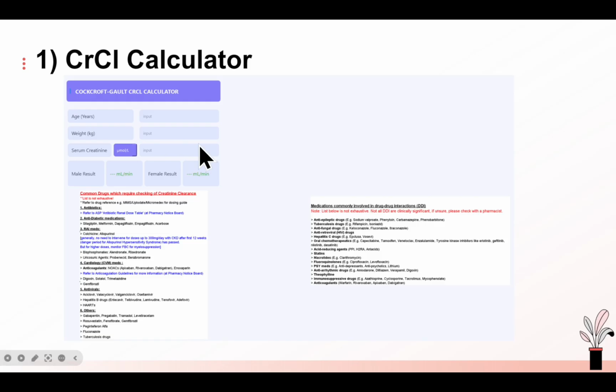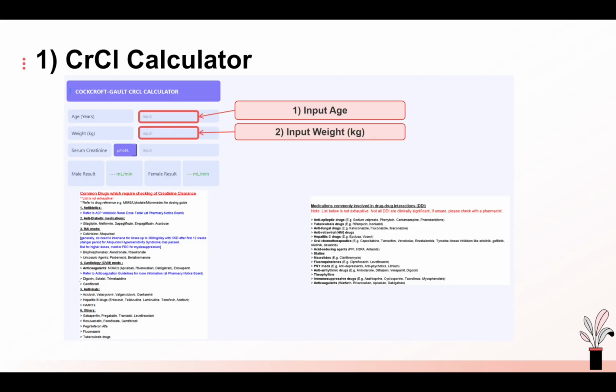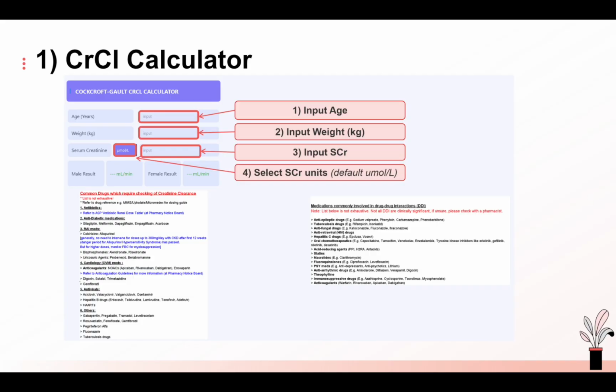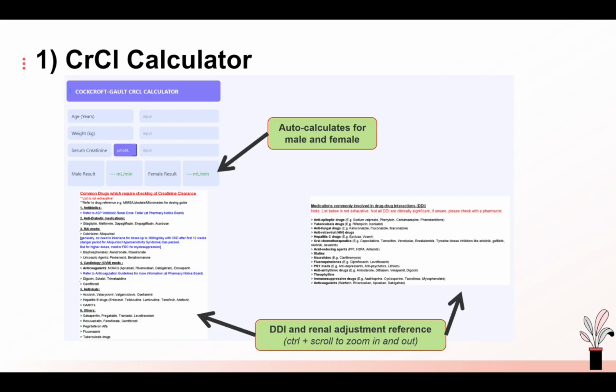Okay, let's go through the first feature, which is the creatinine clearance calculator ported over from the Medifund file. To use this, users have to first input the age, followed by the weight, and the serum creatinine. You also have to select the serum creatinine units. By default, it's mmol per liter. After which, the app will auto-calculate the creatinine clearance for male and female.